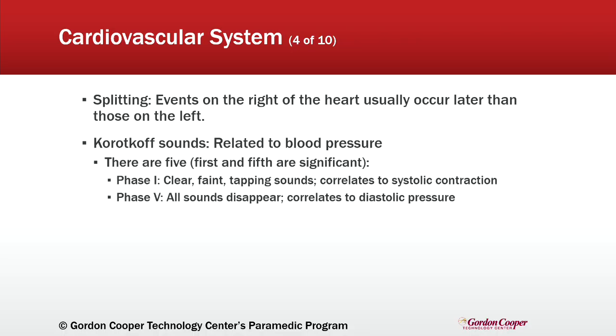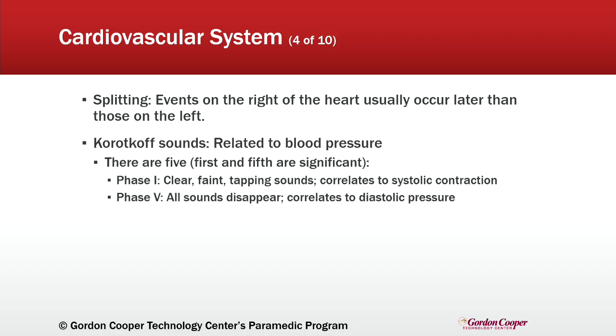Phase 1 is the first sound you hear, which is a clear, faint tapping sound that gradually increases in intensity and corresponds to the systolic contraction. Phase 2 is the swift whooshing sound. Phase 3 sounds become crisper again and increase in intensity, but are softer than the tapping sounds of phase 1. Then phase 4, the sounds become muffled, and phase 5, all sounds disappear, which corresponds to the diastolic pressure.